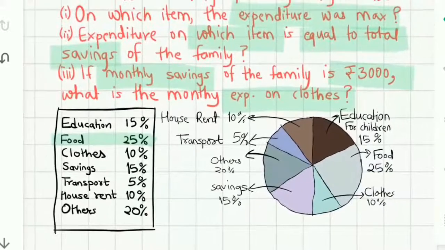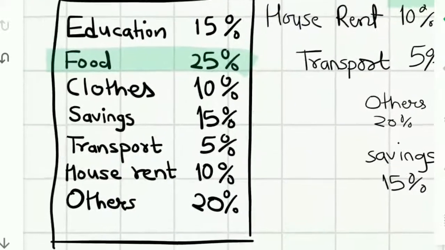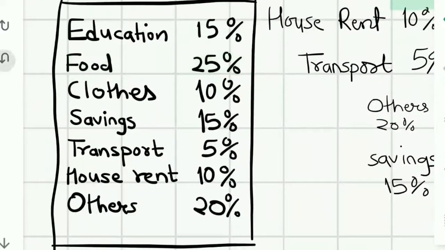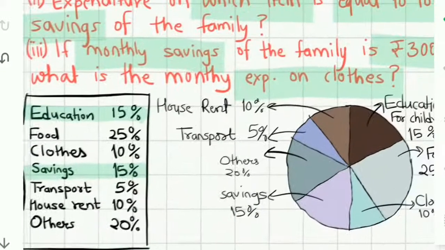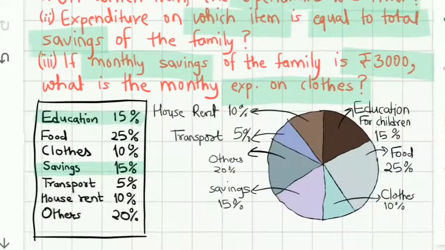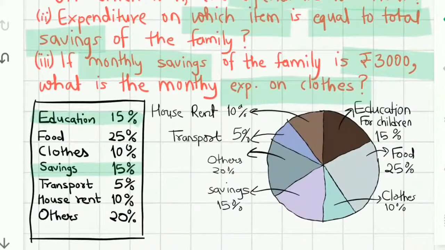Then next question is, expenditure on which item is equal to total savings of the family? So what is the total savings of the family? It's 15%. All we have to do is find out the other item that requires exactly 15%. So from this data we can easily see that education also requires 15%. So expenditure on education is equal to total savings of the family.